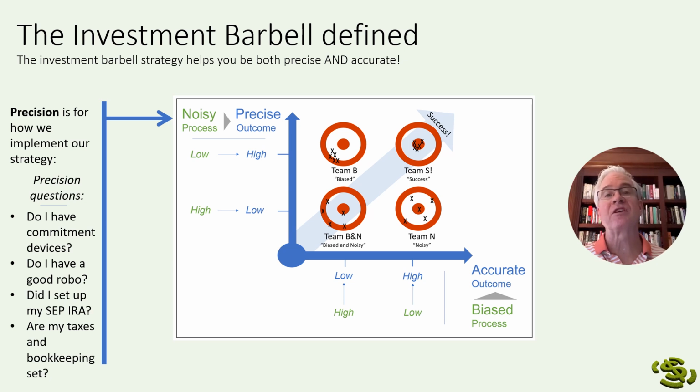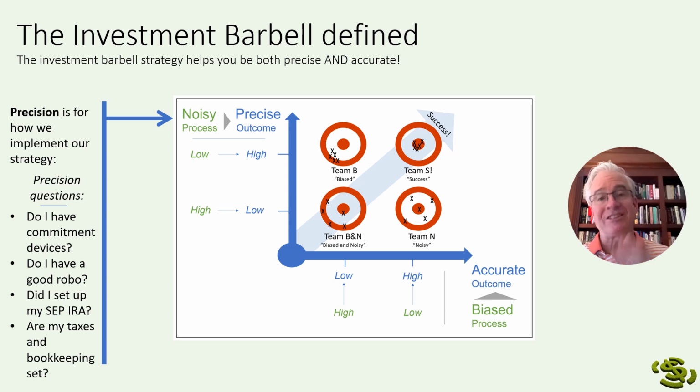Now, let's discuss the difference between precision and accuracy. Precision is for how we implement our strategy. Precision questions are like, do I have a commitment device? Do I have a good robo-advisor? Did I set up my retirement plan? Are my taxes and bookkeeping set?